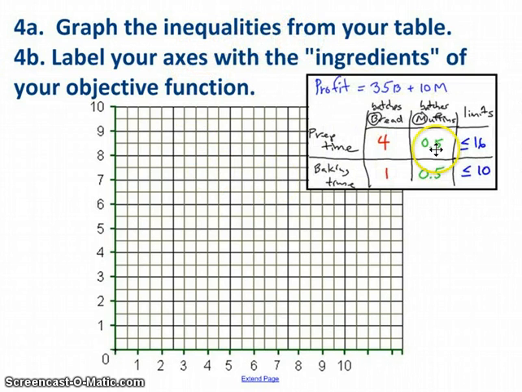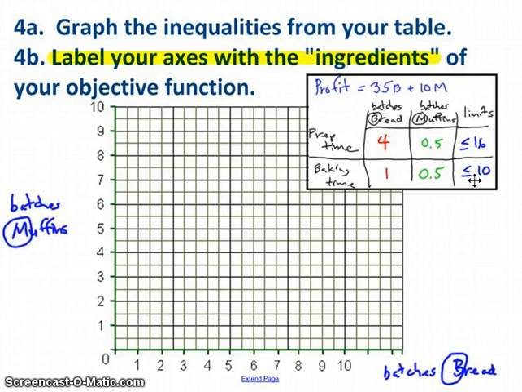Here's that table that we just made together. So really what I have here is 4b plus 0.5m is less than or equal to 16. And similarly, I've got 1b plus 0.5m is less than or equal to 10. And I have to graph these. When I label these axes, again, I'm going to use those ingredients from the objective function, the b and the m.